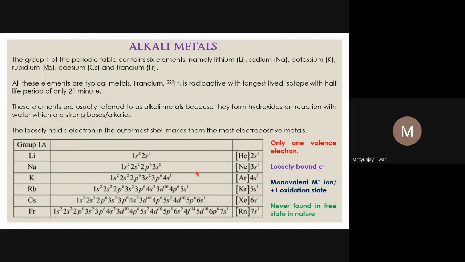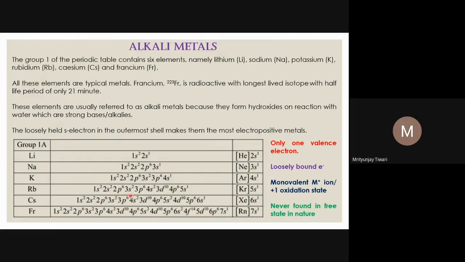And why is there periodicity in the properties? Because the outermost shell electronic configuration is the same, and it comes periodically. After a certain interval it is found to be the same. So certain other properties are also similar or the same for these group elements. This is how we see periodicity in properties, because of the repetition of the similar outermost shell electronic configuration.